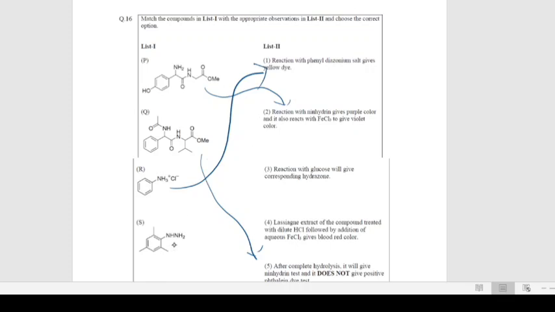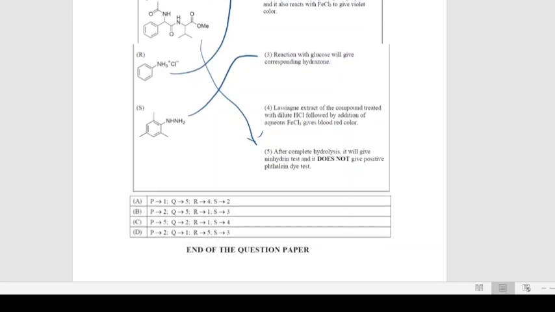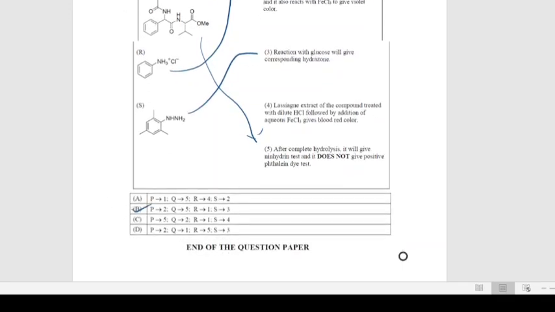And if we consider this one, NH2NH2, where glucose readily gives hydrazone, right? So this is the third one. So 2513 is the correct matching. So answer is B. That is all for the paper 1 Advanced 2025.